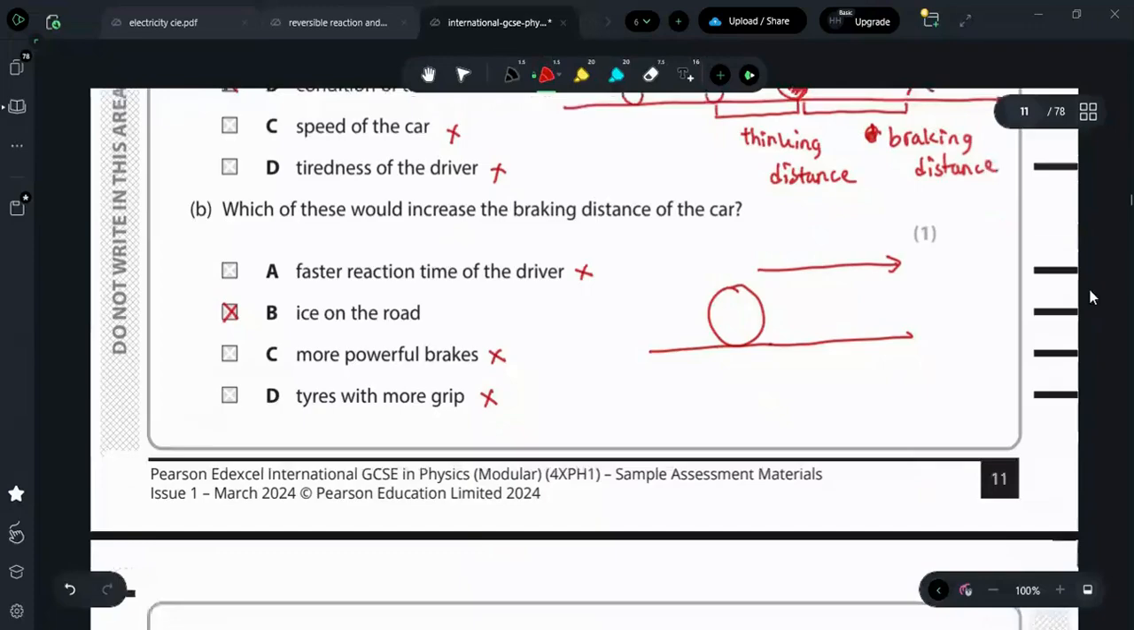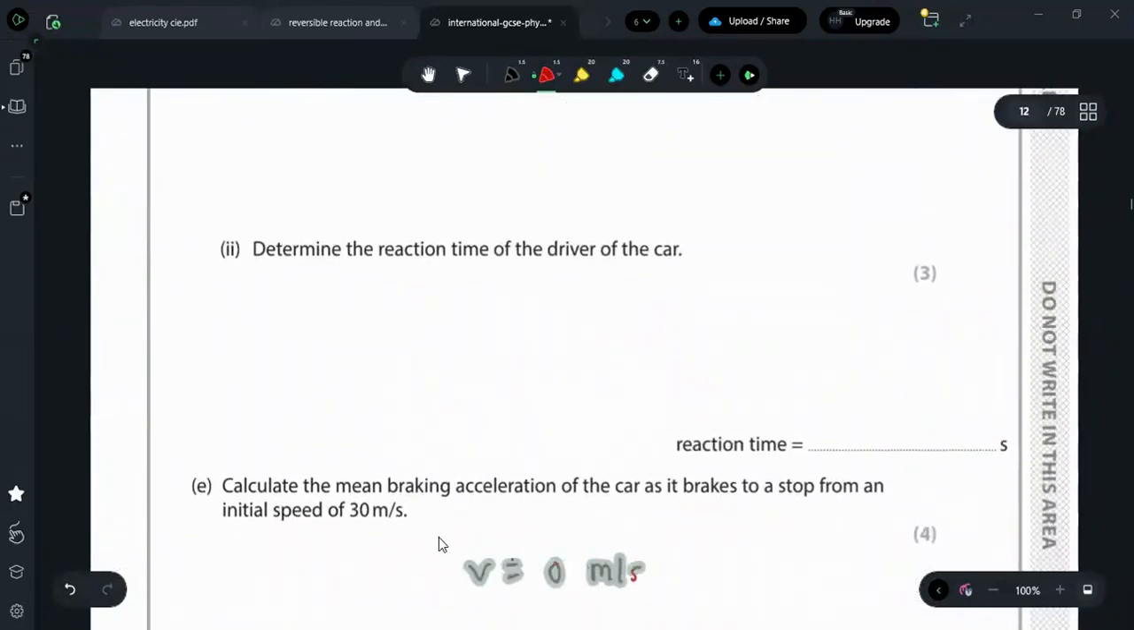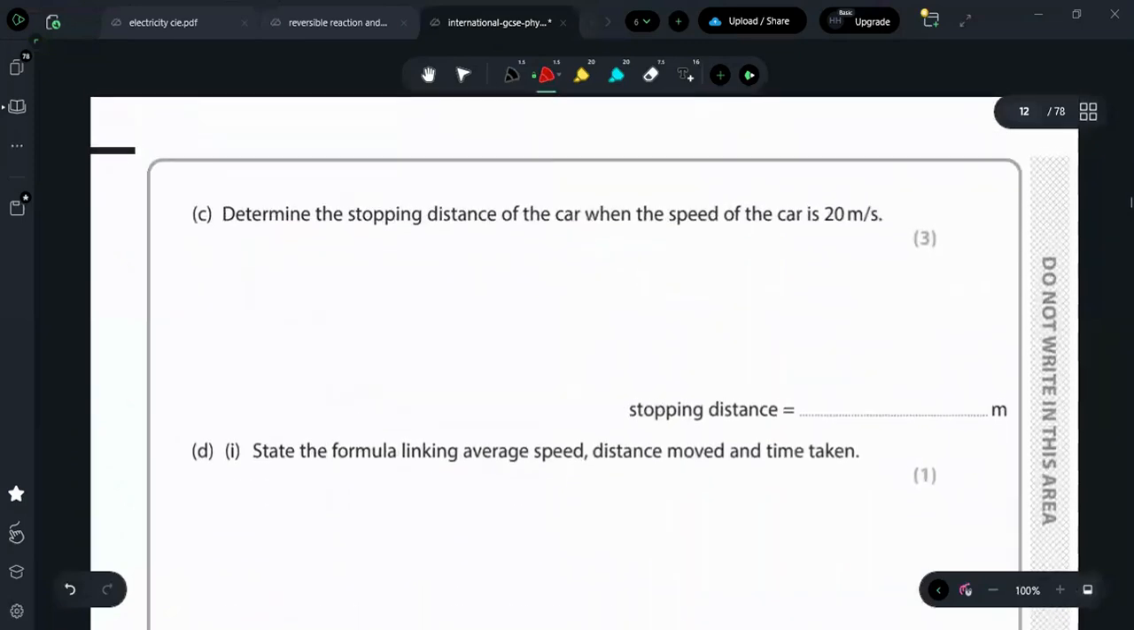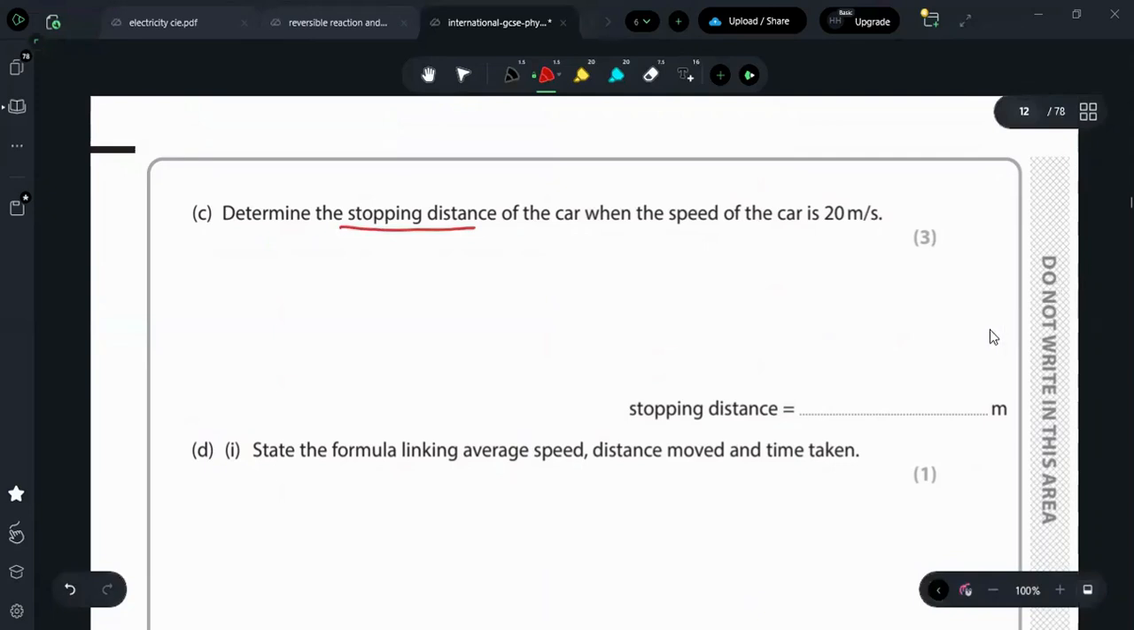Coming to the next part, rest এই চারটাই হচ্ছে calculation. Coming to this, determine the stopping distance of the car when the speed of the car is 20 meters per second. Stopping distance. Remember, first stopping distance is thinking distance plus braking distance. So, আমার find out করা লাগবে thinking distance and braking distance at 20 meters per second.